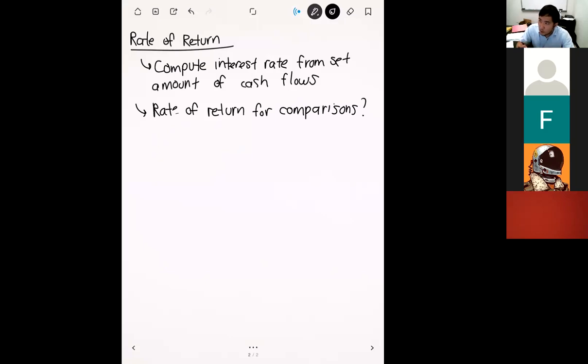So far we've only been doing rate of return analysis for a single option. But when you start using it to do comparisons, you have to do a little bit of extra steps, and those extra steps involve doing what's called incremental analysis. What this means is that you're not just going to take the rate of return of each of your options individually. You're going to take the difference.